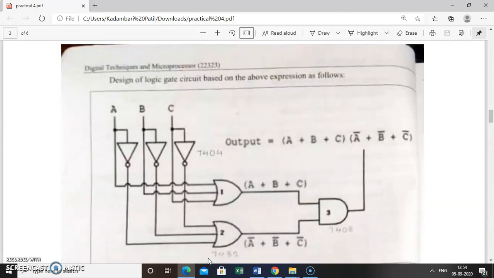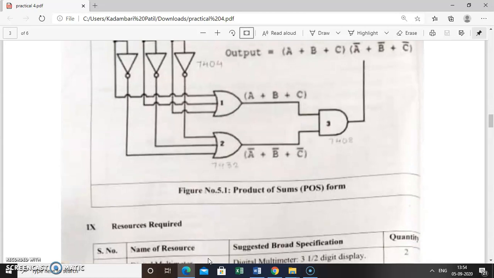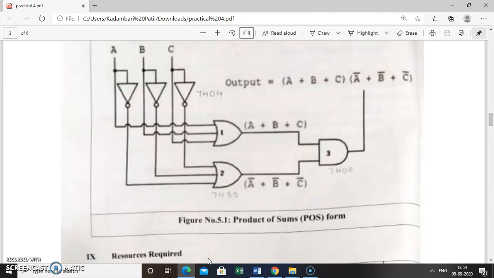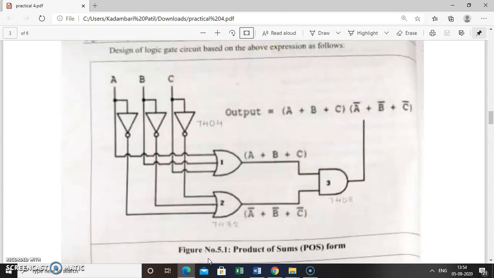Next, here we are designing the logic gate circuit. We have 3 variables, with 2 NOR gates and 1 AND gate connected. So this is called the product of sum form. In the product of sum, the complemented value is 1, so we can say A bar equals 1 and A equals 0. In the sum of products, that is reverse. The complemented value is 0 and the uncomplemented value is 1.